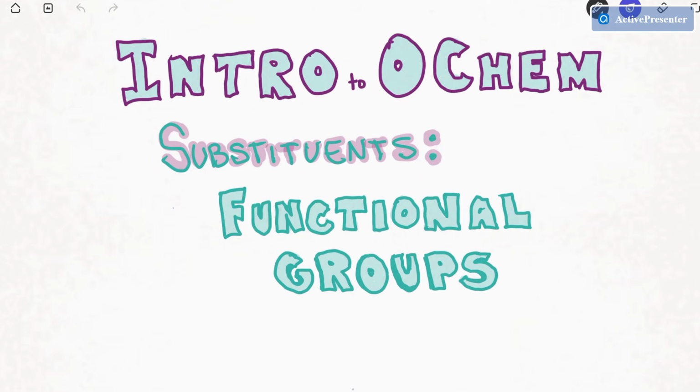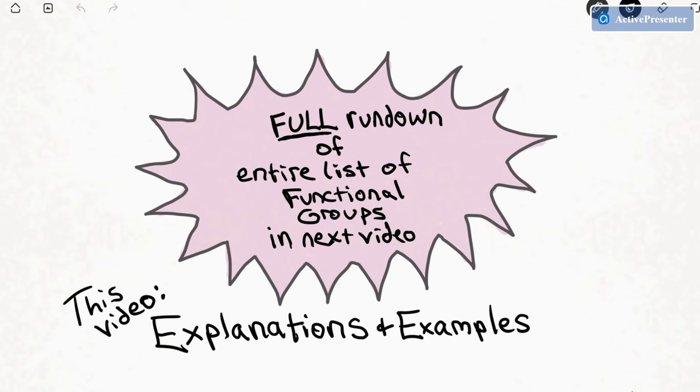Hi, everybody. We're going to go over what functional groups are and how to name compounds that have these functional groups. So functional groups are a form of substituents, and we're going to go into these definitions first, and then I'll show you some examples, and then we'll go into how to name them. Now, this is a video that is going to give some explanations and give some examples on what these functional groups are and how to name the compounds which have these functional groups in them.